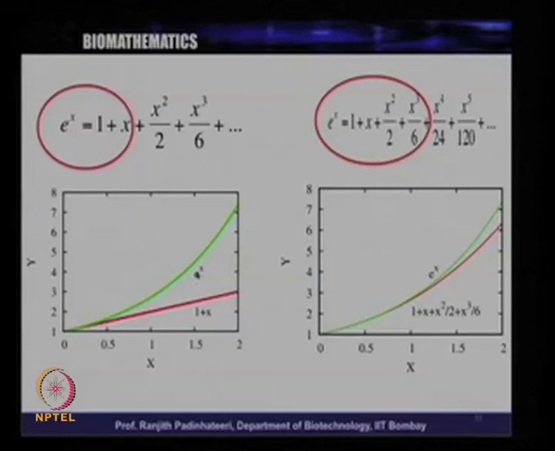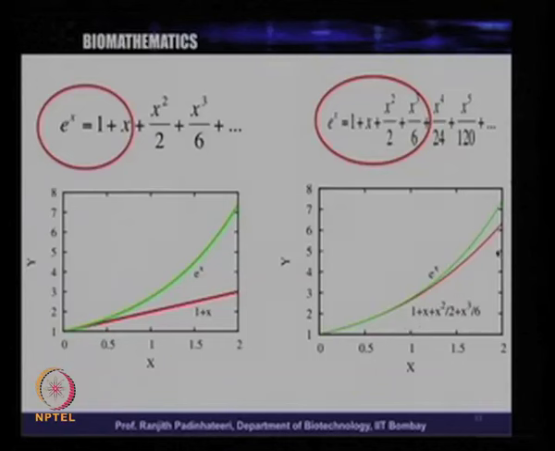So, have a look at these graphs. On the left side, we have the 2 terms, 1 plus x, the approximation with 2 terms, and on the right, we have the approximation with 4 terms, 1 plus x plus x square by 2 plus x cube by 6. And you can see that the right side is much better than what you see on the left side. So, what you learn from this is that the more terms you take, the closer the function becomes to e power x. If you take all the terms, you get exactly e power x.